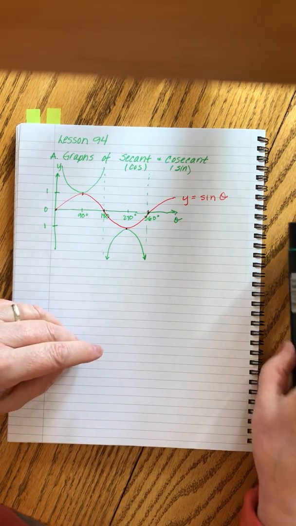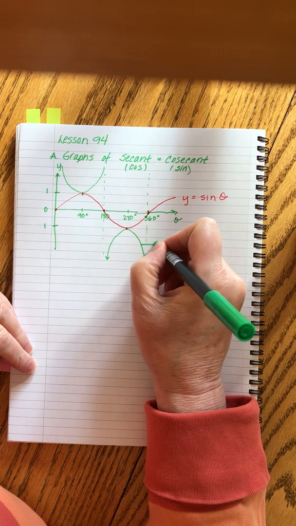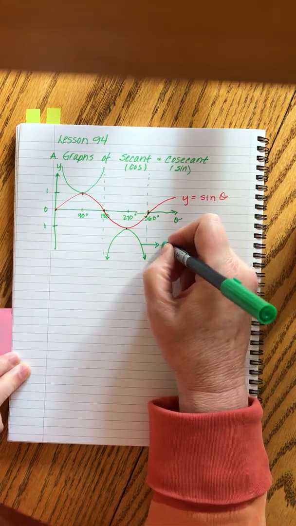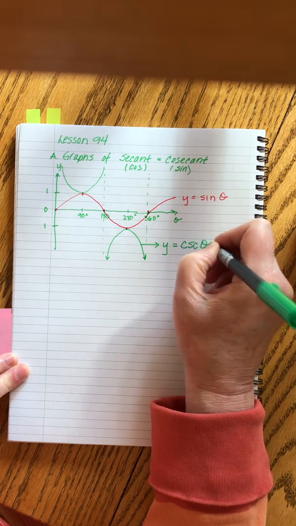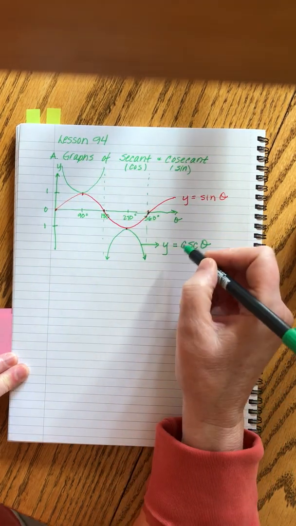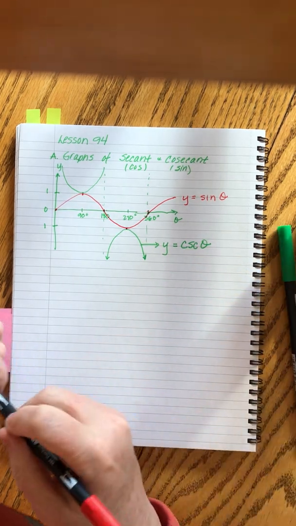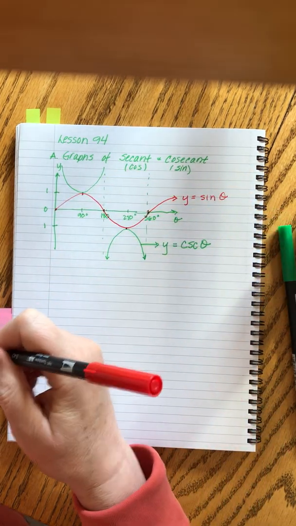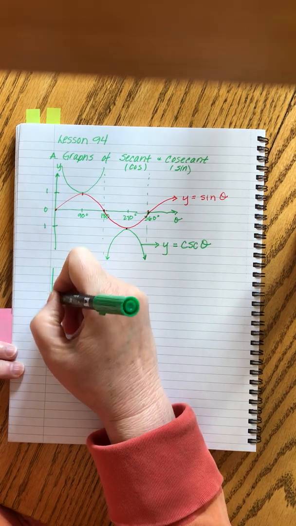And so what that tells us is that this green function is the reciprocal of sine. So y equals the cosecant of theta. This green thing that I drew here, that's the cosecant function. Who would have ever known? But so cute and so easy, right? That we can just squeeze that little ghost in. And then the second part of A, let's draw that one.